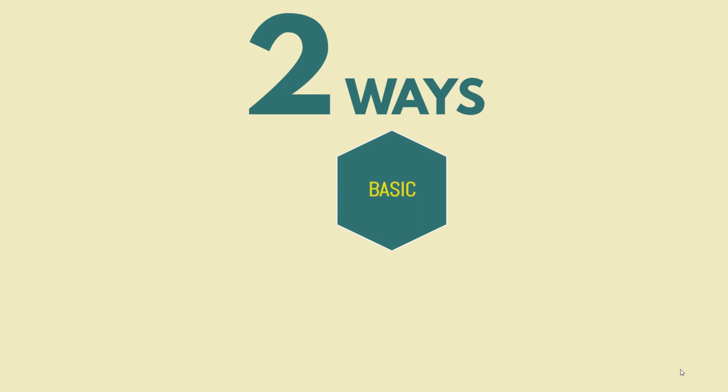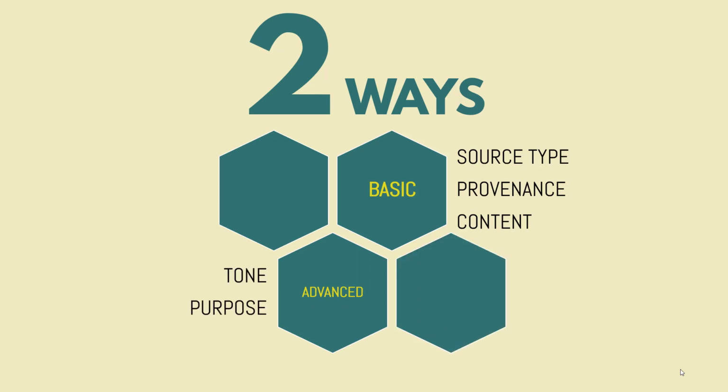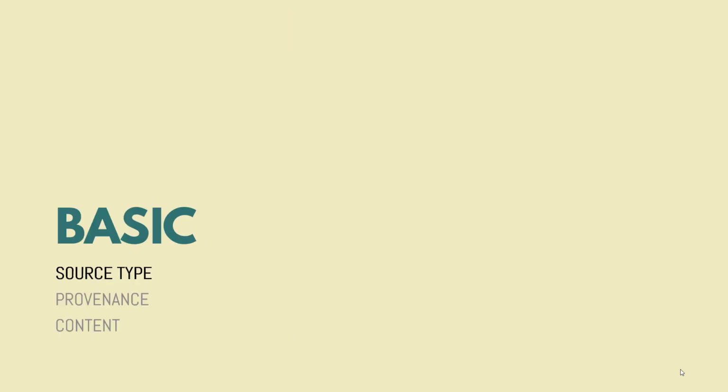There are two ways to address this, and the first is the basic way of addressing. We are tackling the source type, provenance, and content. If you are more adventurous, you'll be on the next video, tackling the advanced way, where we are talking about the tone and purpose. So the basic way, when we talk about source type.